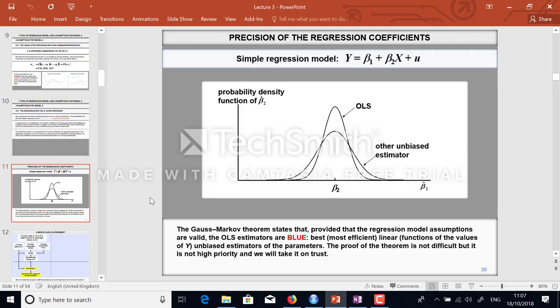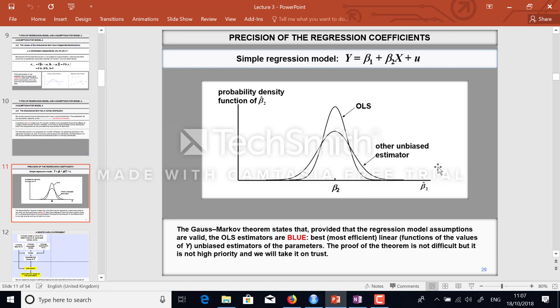Now, however, in reality there exist so many different estimators. Now, we should make a brief conclusion here. If all these assumptions are true and hold in our data, OLS is BLUE. Yes, it's BLUE, I put it in red. It's the best linear unbiased estimator. This is just an acronym for best linear unbiased estimator.